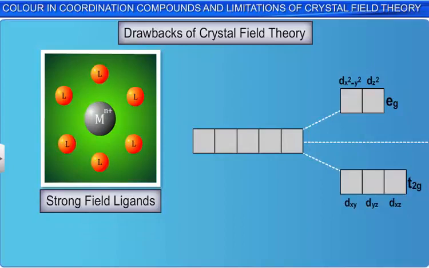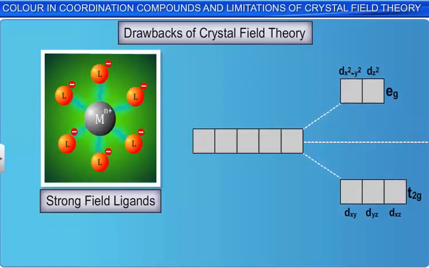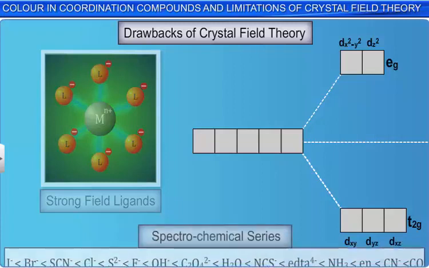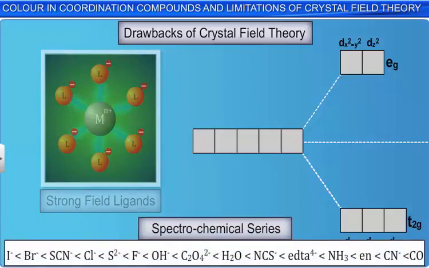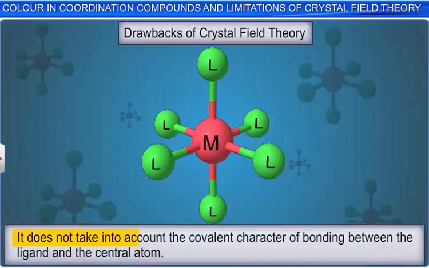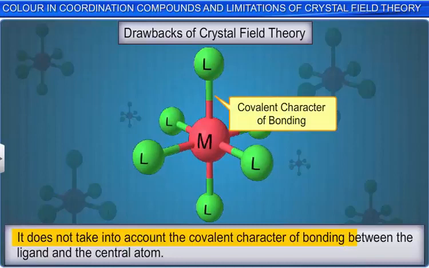If the assumption that anionic ligands are point charges is correct, then anionic ligands should act as strong ligands, and hence should exert the greater splitting effect. However, anionic ligands are actually found at the low end of the spectrochemical series. The other drawback is that it does not take into account the covalent character of bonding between the ligand and the central atom.